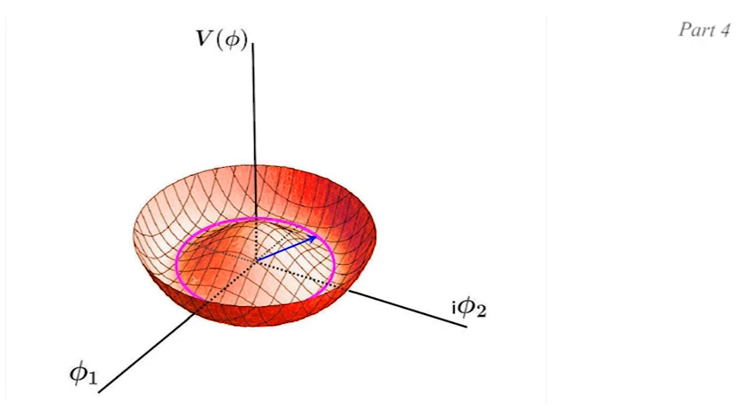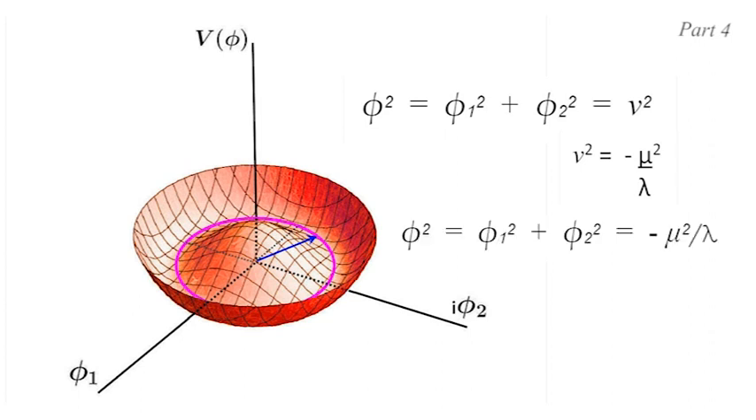Within that circle, or channel, at the bottom, however, not only will the potential be constant, but obviously the radius will be constant. We also know that the radius squared will be equal to the field value squared, ignoring again any 1 over root 2, and will be given by the square of the sum of the real and imaginary parts. Phi squared equals phi 1 squared plus phi 2 squared, which equals v squared. But from our relationship, v squared equals minus mu squared over lambda, and that means that the value of the field squared is given by minus mu squared over lambda.